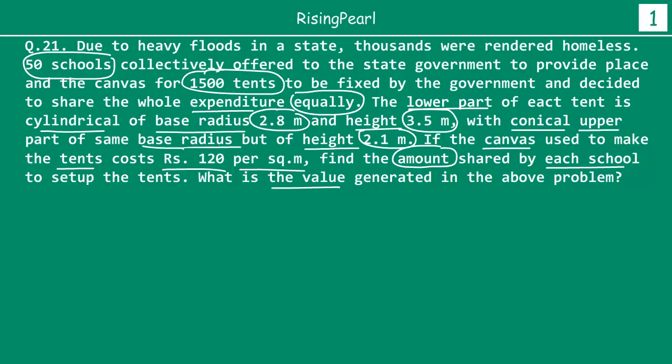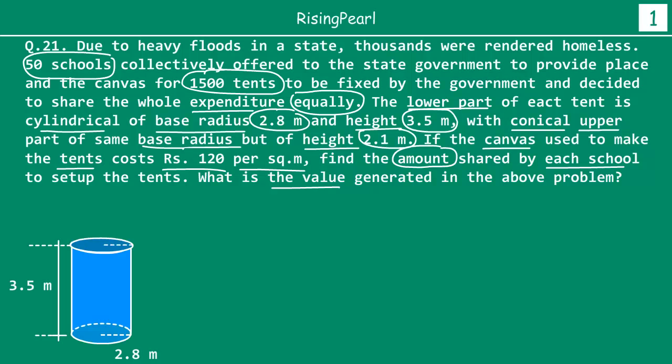So let's draw the tent first. Here is the bottom part of the tent, which is in the form of a cylinder, and the only two measures which are very important for a cylinder are the radius, which is given as 2.8, and the height, which is given as 3.5 meters. So we know the base radius and we know the height of the cylinder. Now the upper part of the tent is actually in the shape of a cone.